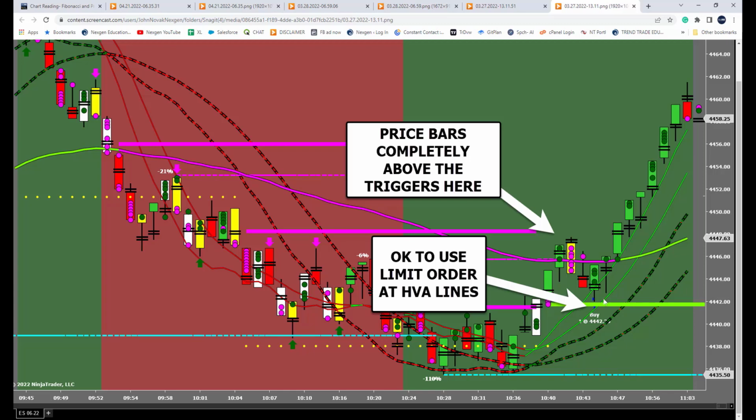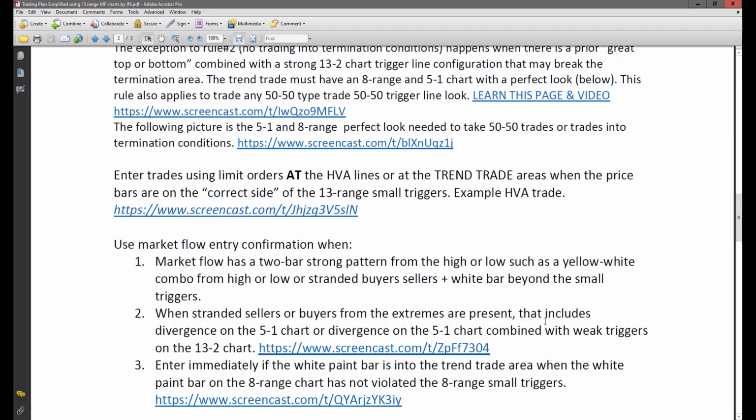You will find yourself not scrambling for entries after a long signal. So again, price bars above, strong triggers, put your orders in at the spot, you'll be a lot happier. You won't have to wait for confirmation. Don't do trades that you have to have confirmation on. That's the easy way.